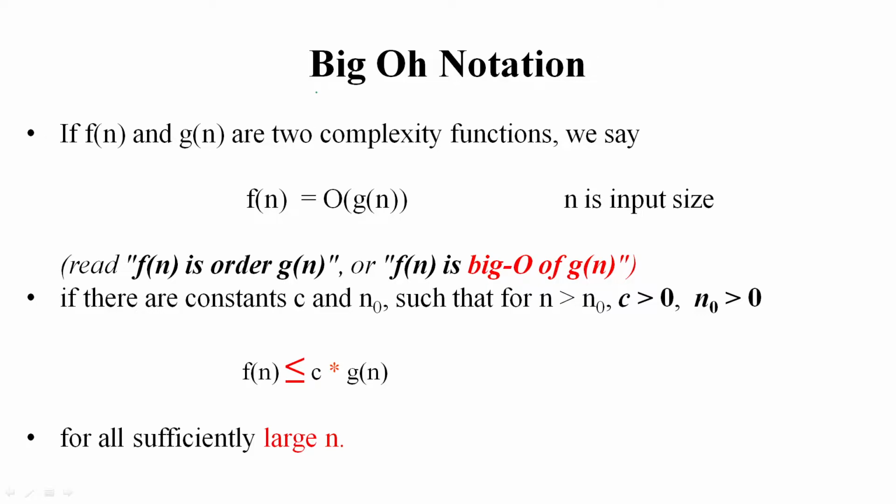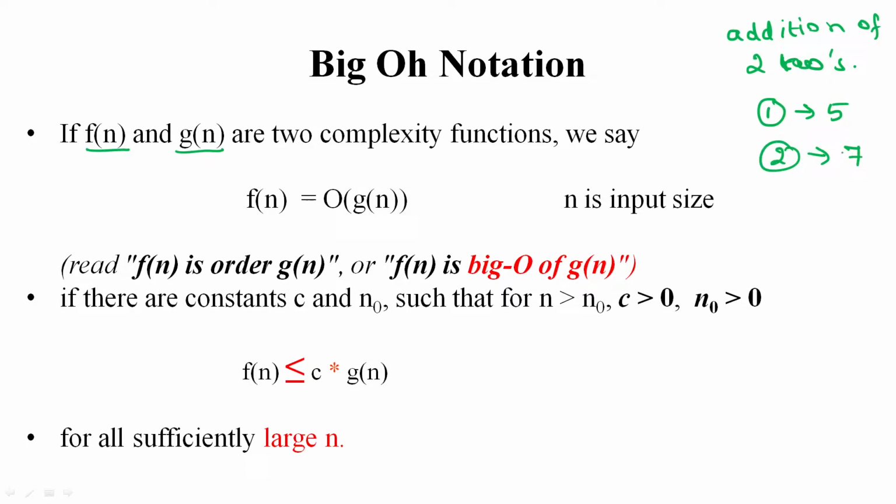Here the big O notation has two functions, f of n and g of n. That means for a given problem statement, for example, if you are writing the algorithm for addition of two numbers, assume we have two different algorithms, that means a different number of variables and different number of statements. If the first algorithm has 5 statements, then the second algorithm has 7 statements. So based upon this, the function will vary.